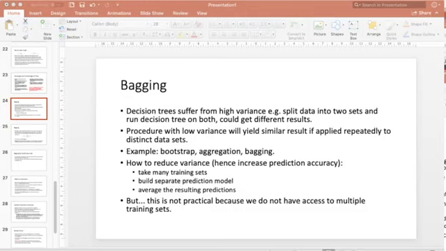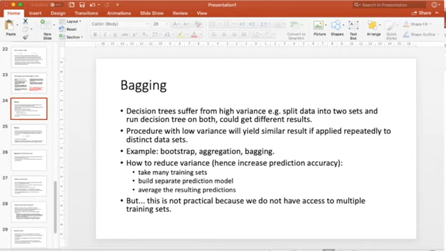So in the next section, we are going to discuss ways to improve the predictive performance of trees. And the methods that we are going to discuss include bagging, random forest, and boosting. So let us now start with bagging. So we know that decision tree suffers from high variance and it is non-robust, which means that if you split the data into 2 sets and then you run the decision tree on both sets, it could be that you get very different results, even though you know the data actually comes from one data set.